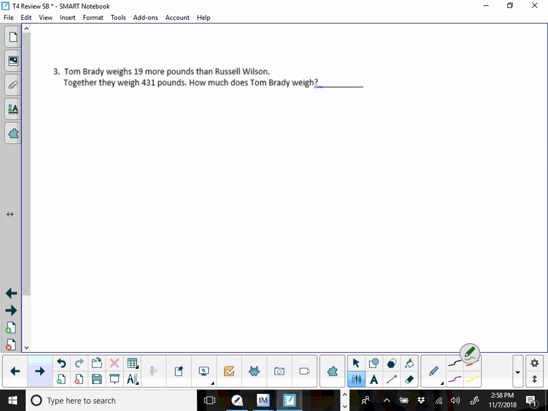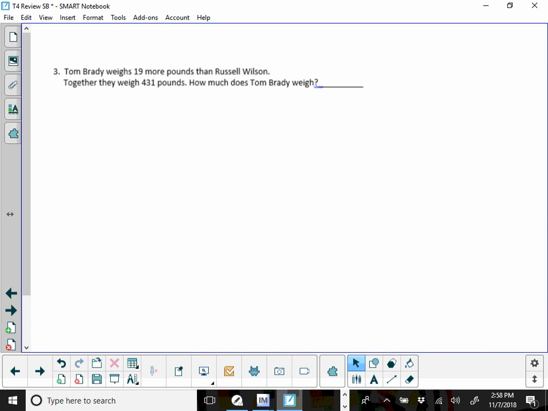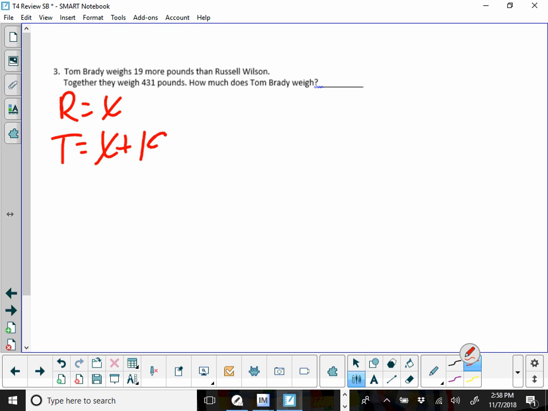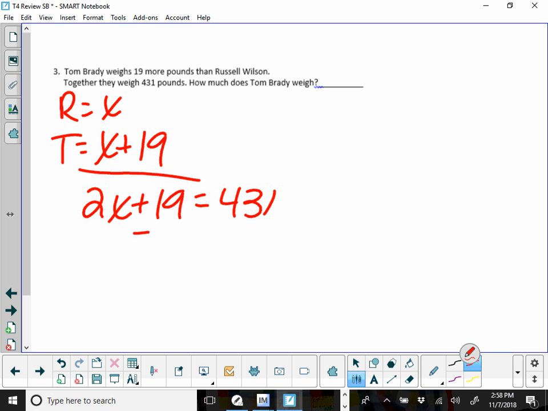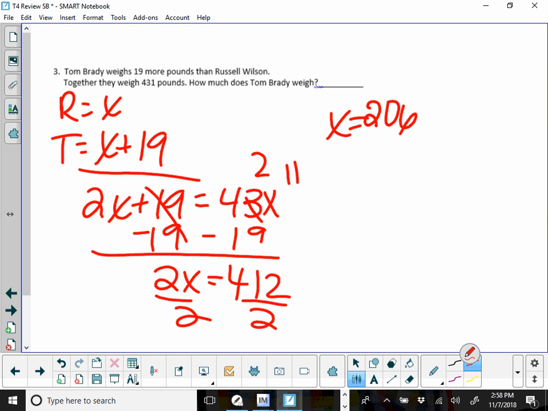All right, number 3, Tom Brady weighs 19 more pounds than Russell Wilson. So Russell Wilson is our X and Tom Brady is X plus 19. Together, so that's 2x plus 19, they weigh 431 pounds. Okay, so that gives me 412, and we divide by 2, and x is 206. 206 was Russell Wilson, so we've got to add 19 to that, which is going to give me 225 for Tom Brady.